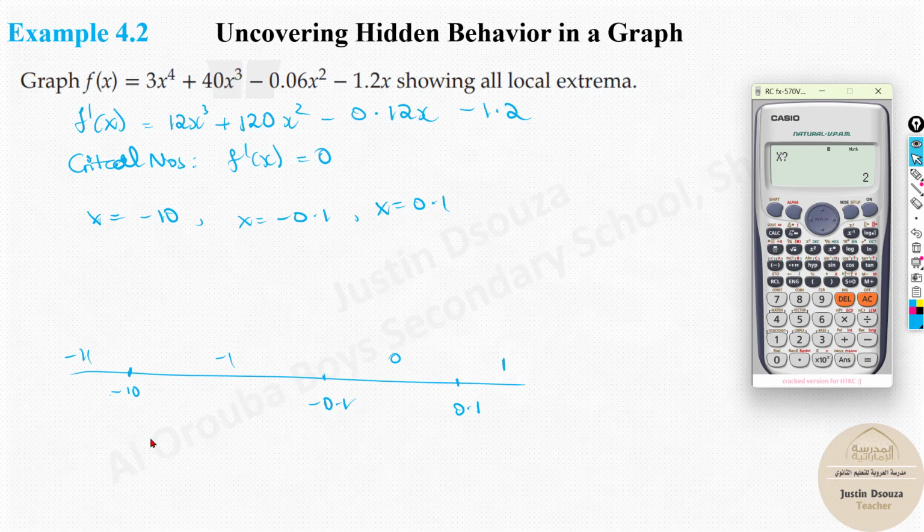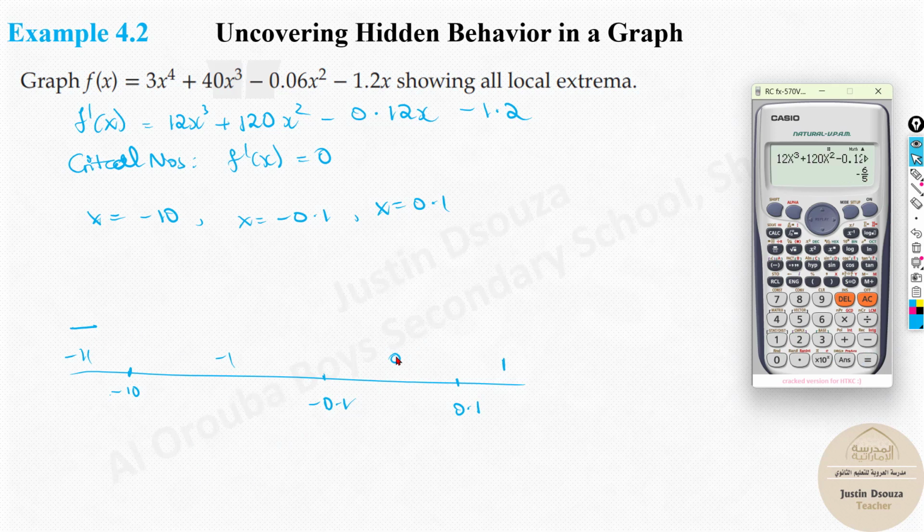Now calculate at minus 10. Sorry, not at minus 10, the check value minus 11. Calculate at minus 11. What's the answer? We are not worried about the value. We want the sign. That's it. It's a negative sign. So the derivative is negative. Next, we calculate at minus 1. Positive. Let's do the next one as well. Calculate at 0. We got negative.